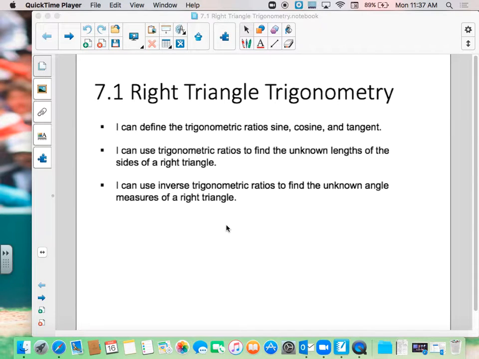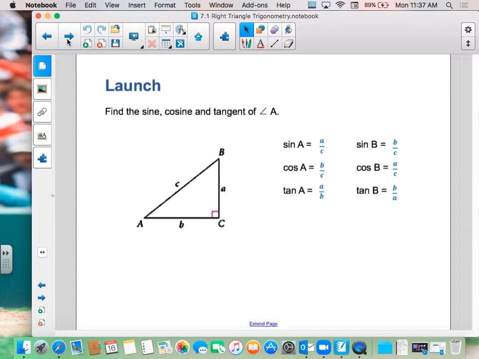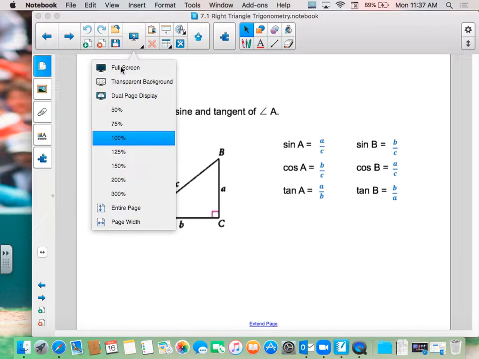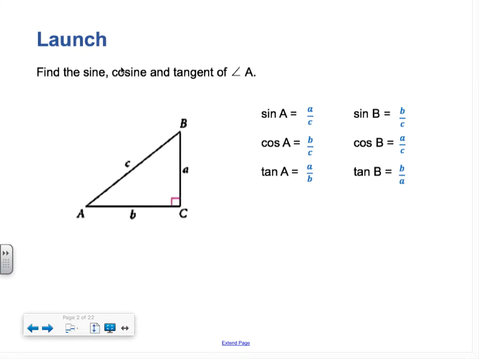Welcome everybody to Chapter 7. This is 7.1, right triangle trig. You probably remember some of these things from your great days in geometry. SOHCAHTOA. We're going to use all these trig ratios and inverse trig ratios to calculate some problems and some real life problems, and all of you engineers out there.